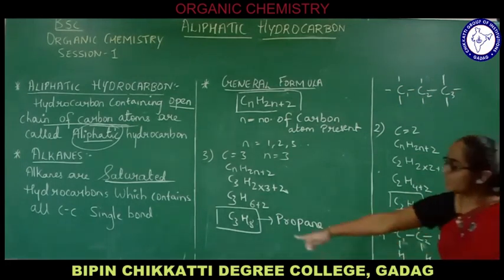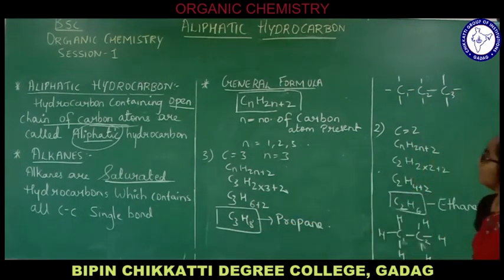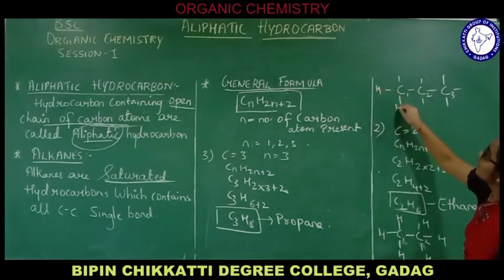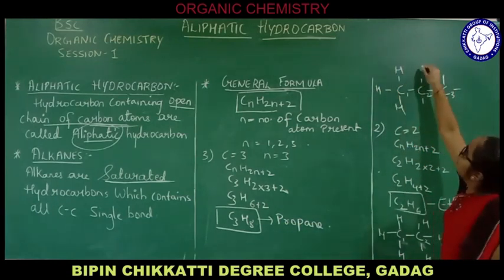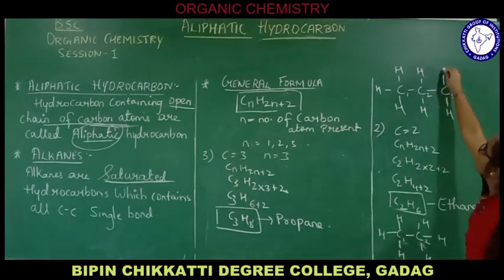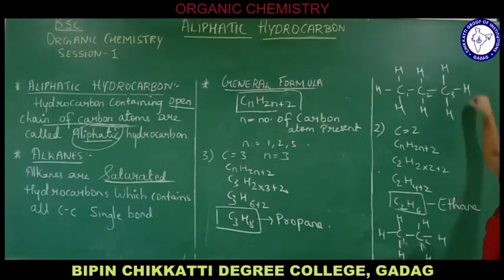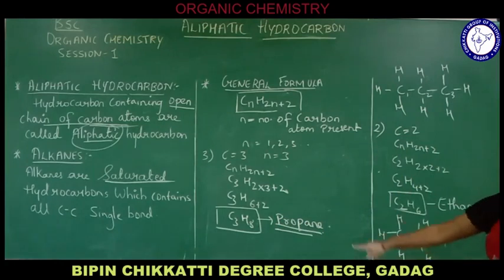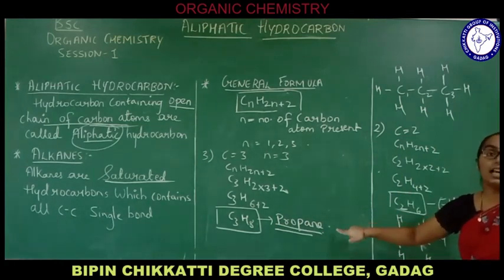Now how many hydrogen atoms are there? 8 hydrogen atoms. Let's write down those 8 hydrogen atoms: 1, 2, 3, 4, 5, 6, 7, 8. Done. So this is how the structure of propane will be. This is the third member of alkane.